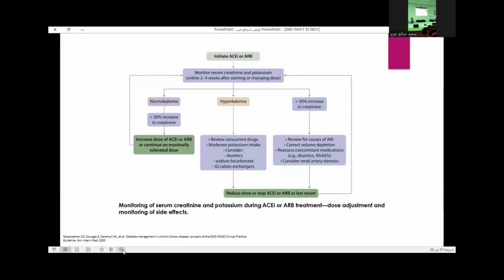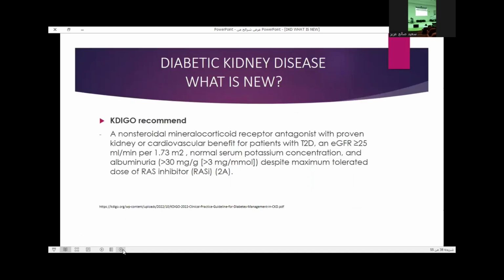But if the patient has hyperkalemia or an increase in serum creatinine by more than 30%, we need to reassess if there is any other medication, or if the patient developed an acute kidney injury, or another explanation for why his serum creatinine increased or why he has hyperkalemia. If there is no obvious cause, usually we need to discontinue the medication and restart it with a smaller dose.